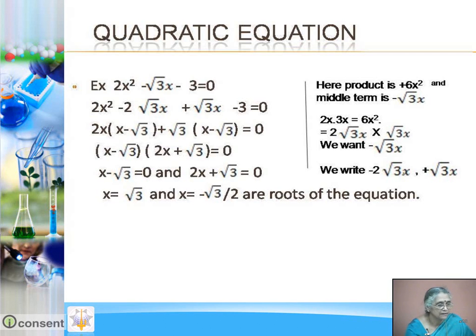So take 2x common. So you can write 2x into bracket x minus root 3 and root 3 common. So you can write root 3 into bracket x minus root 3 is equal to 0. So first bracket is now x minus root 3 and another bracket is twice x plus root 3 is equal to 0. Now x minus root 3 is 0 or twice x plus root 3 is 0. Obviously x is equal to root 3 and x is equal to minus root 3 upon 2 are roots of the equation.